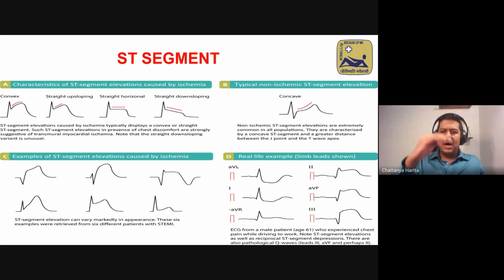Now, the ST segment can go up and the ST segment can go down. ST segment elevations are what we'll deal with first, where instead of the ST being in a horizontal line, it is pushed up. Whenever you see ST segment elevation, it means ST elevation MI. These are the 4 ways in which it can go. It can be convex upwards, straight upsloping, straight horizontal, straight downsloping. All indicate ST elevation MI.